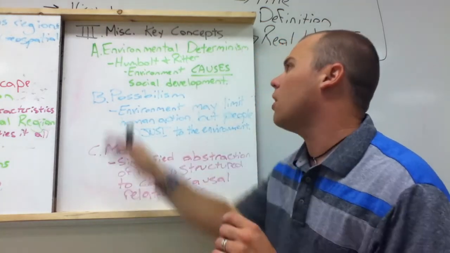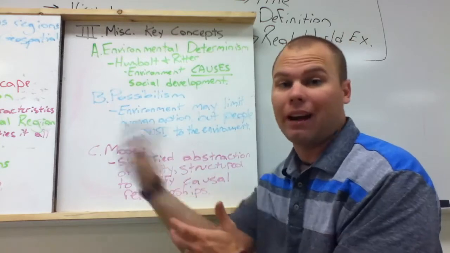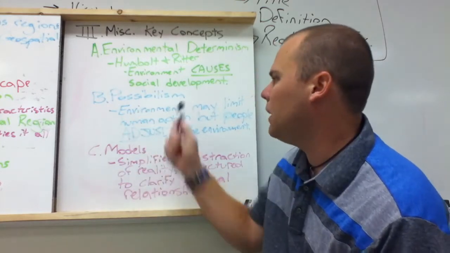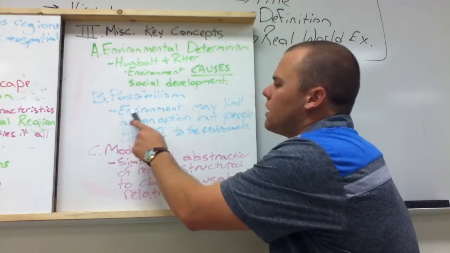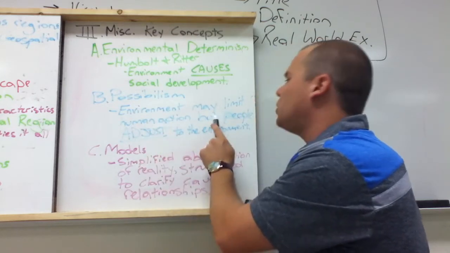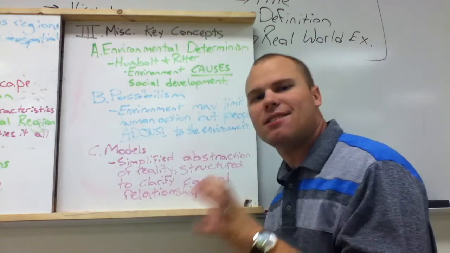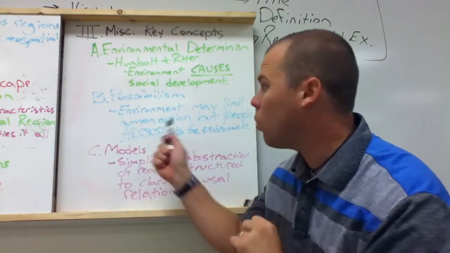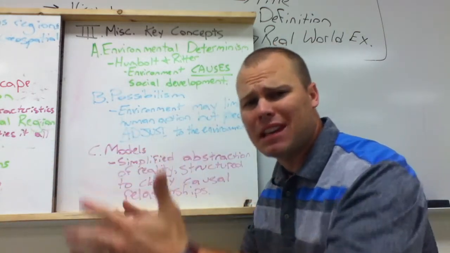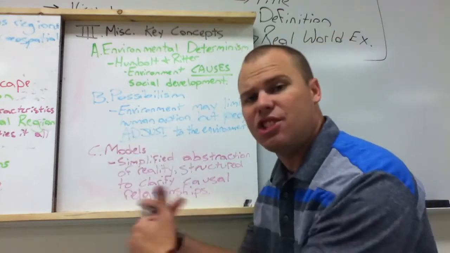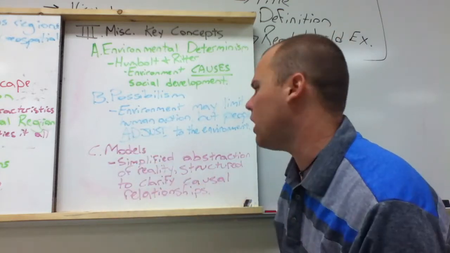Another key term that goes right along with environmental determinism, kind of on the flip side, is possibilism. Okay? This is where it says the environment may limit human actions, but people adjust to the environment. So the environment doesn't necessarily cause social development according to possibilism. It can limit it, but humans essentially adjust to the environment, and that's how they make their changes.